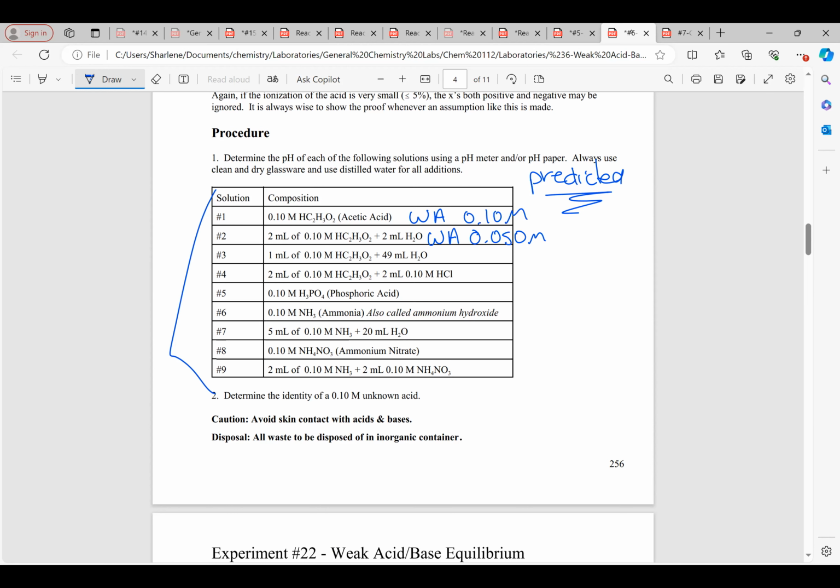All right. 1 milliliter of vinegar and 49 mils of water. Again, that is just a dilution. So that one's a dilution. That one's a dilution. And M1V1 equals M2V2. Let's see. So 0.1 times 1 milliliter is equal to M2 times 50 milliliters. So the concentration there is 0.002.